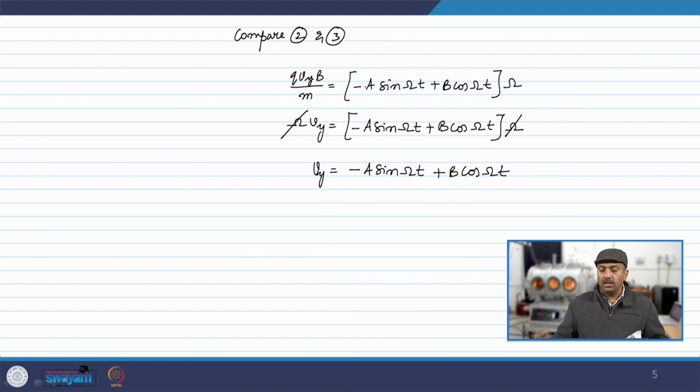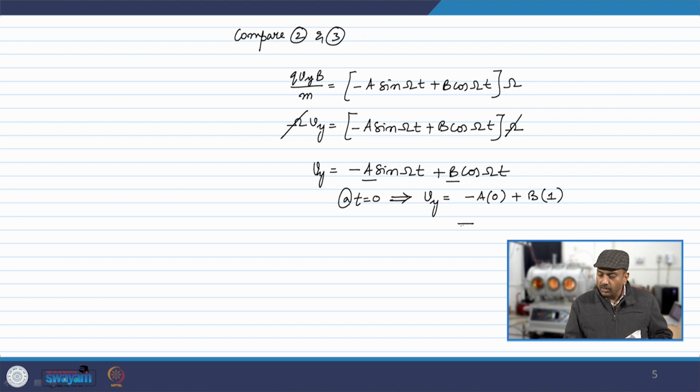You see, mathematically it is very simple. So, Vy is equal to minus a sin omega t plus b cos omega t. So, we still have the same constant. This is the beauty of the coupled Vx and Vy. So, now let us say at t is equal to 0, we will get Vy is equal to minus a into 0 sin 0 plus b into 1, which implies b is equal to v0y. At t is equal to 0, the velocity is v0y.